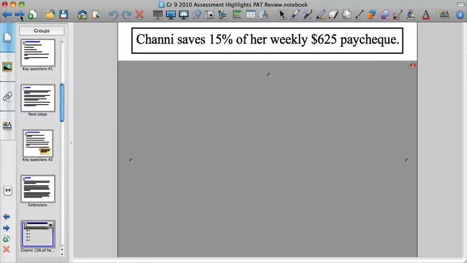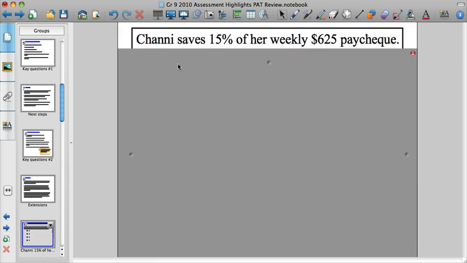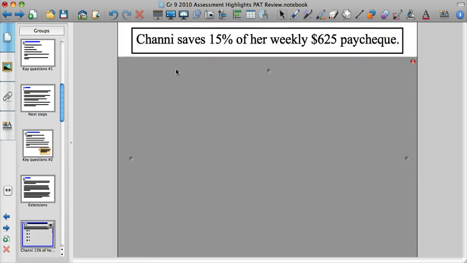This is an example of a question that is released by Alberta Education. These are all released items. I'll show you what I would have done in the past. I would have given the entire question and asked students to do it, and then we would share some strategies. We think we have a better idea to make it more effective. We would use the screen shade, and we would only provide the context. Here we have Chani saves 15% of her weekly $625 paycheck.